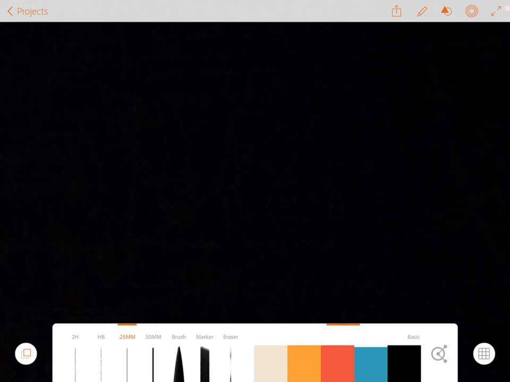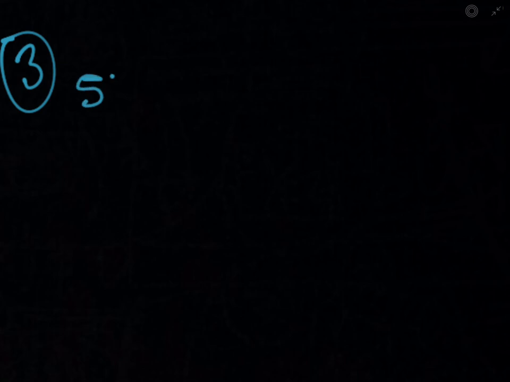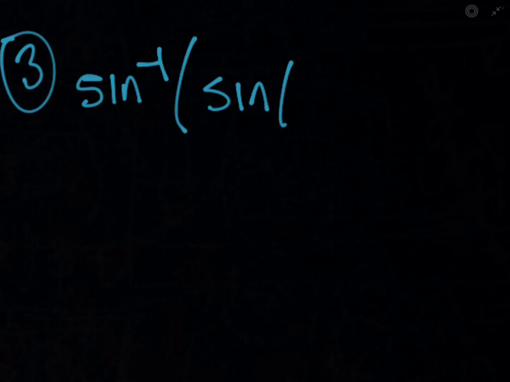All right, and let's do just a final easy problem. I'll do blue. All right, so let's say problem number 3. Let's say we have the inverse sine of the sine of pi over 2, right?